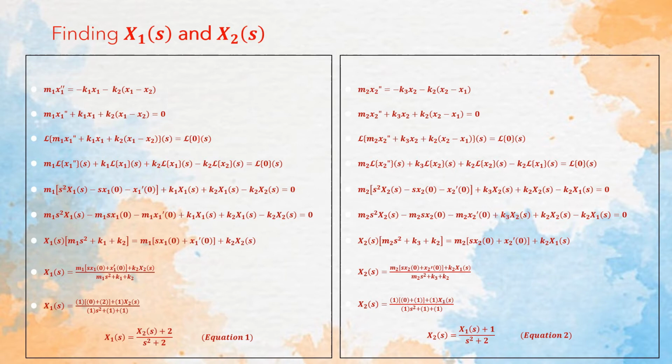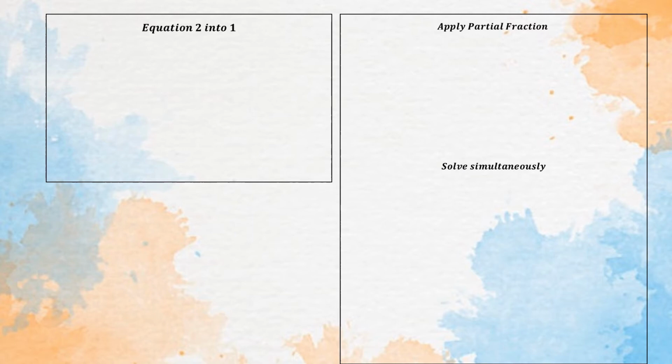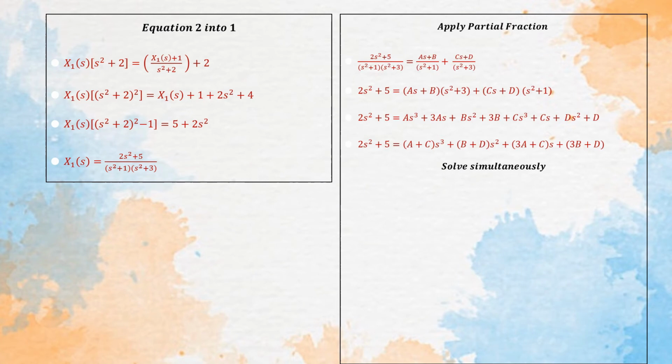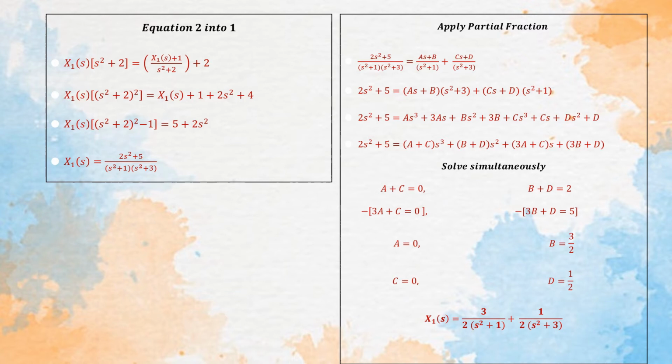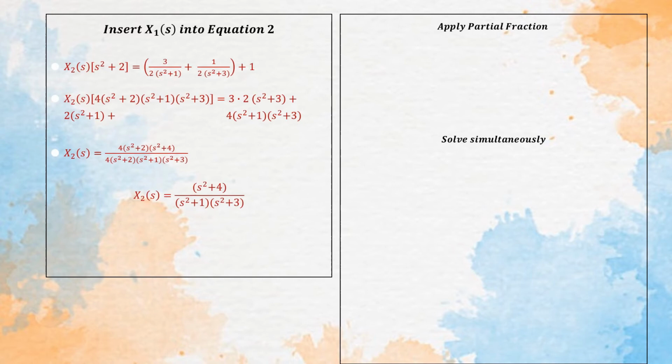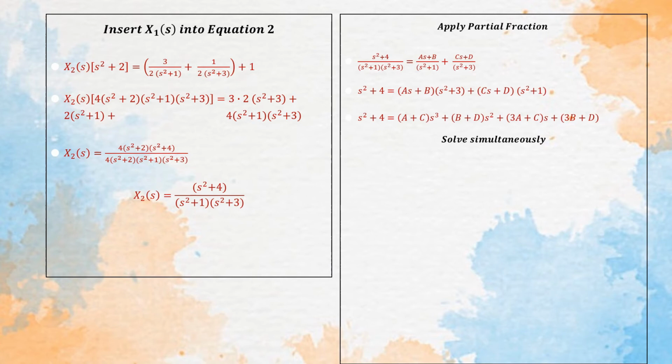So now, as you can see, we have 2 equations here, so we're going to solve them simultaneously. We put equation 2 into 1 and then we will get x1s, and then we apply partial fractions to this equation and then we will get the complete x1s. After that, we insert x1s into equation 2 to find x2s, and then we just apply partial fractions to x2s and we will get the complete x2s.